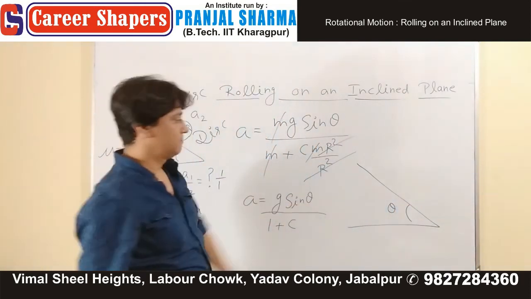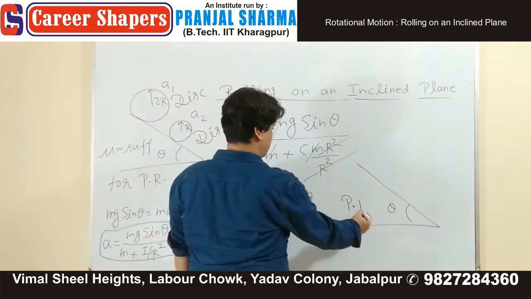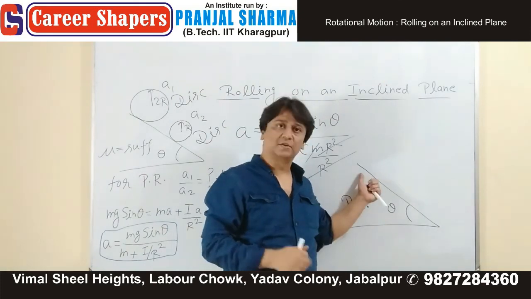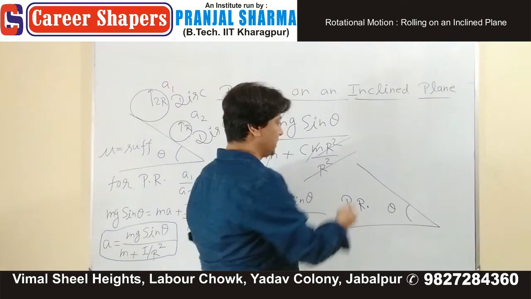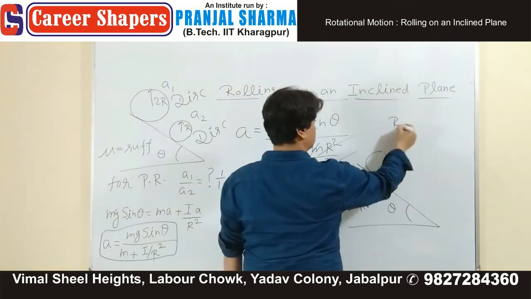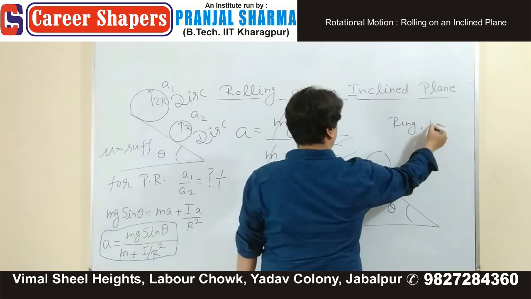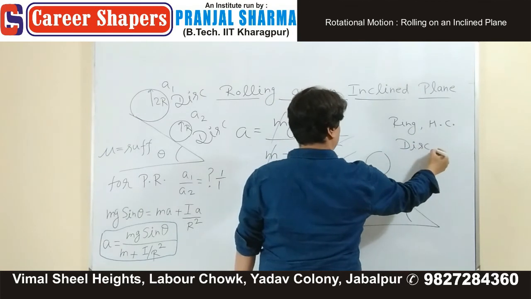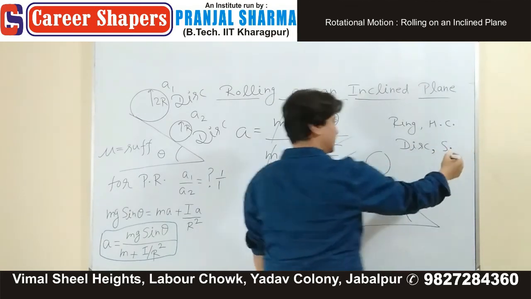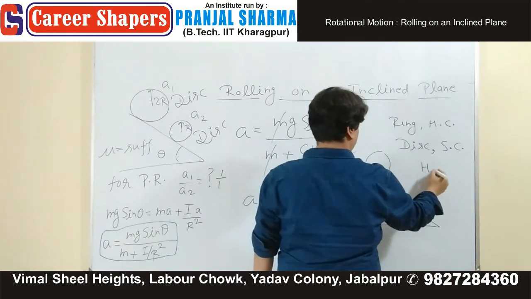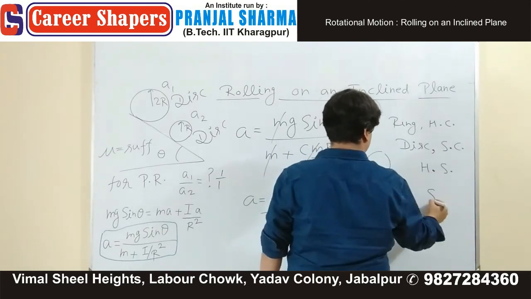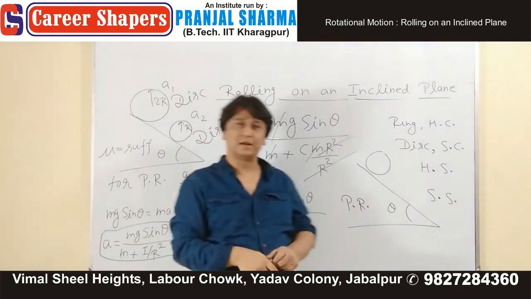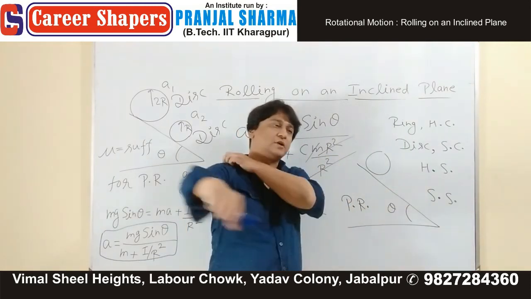We have an incline and everything is in pure rolling mode. All that which can roll is placed on the incline at the same height. You have placed a ring, hollow cylinder, disc, solid sphere, solid cylinder, hollow sphere, solid sphere. Well, you cannot place a rod or a plate or a cube because these things are not going to roll.